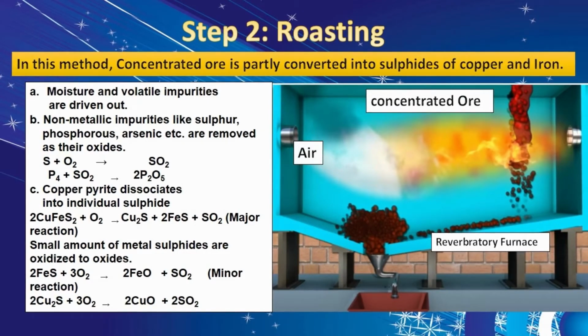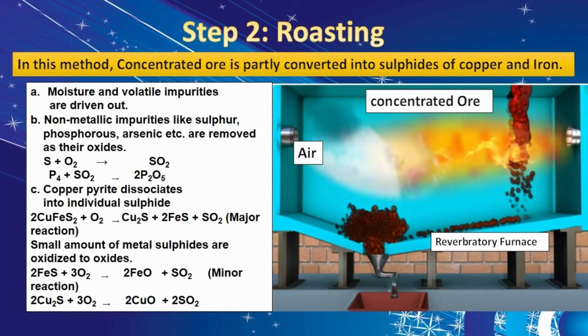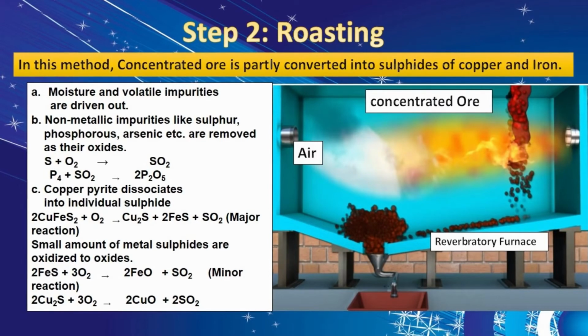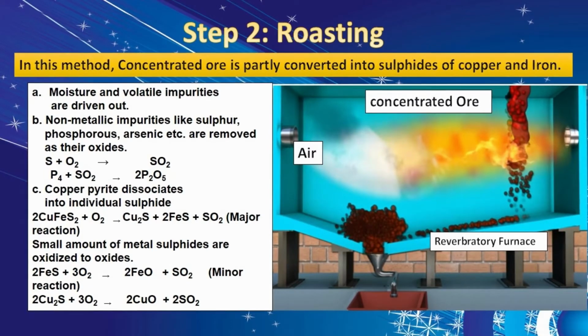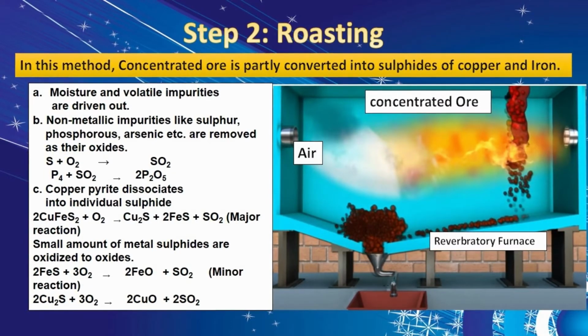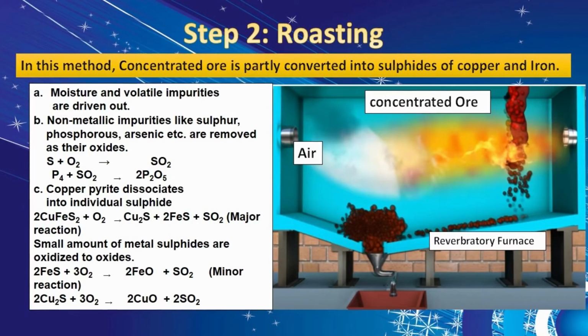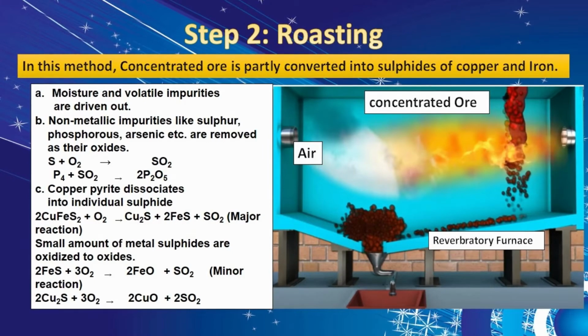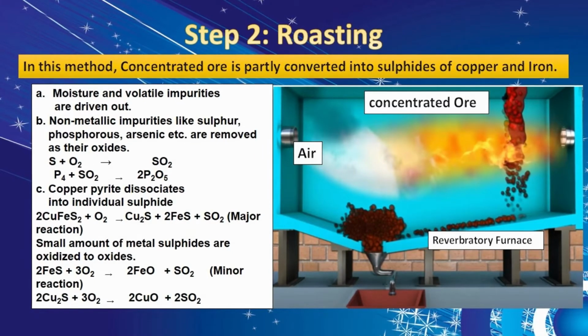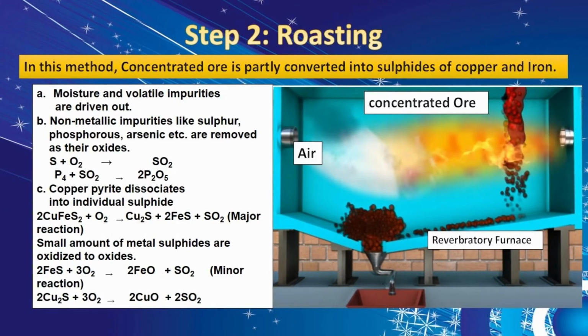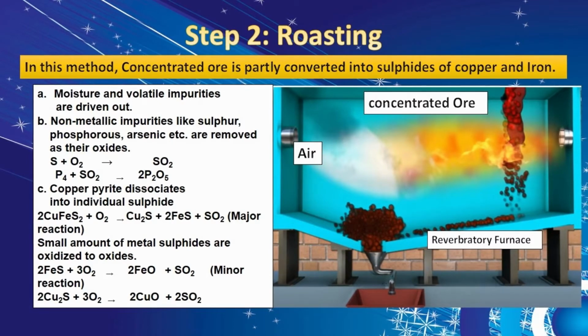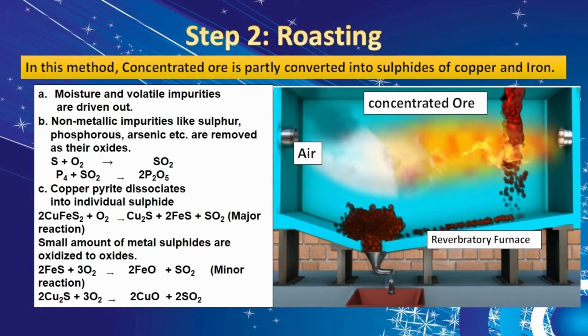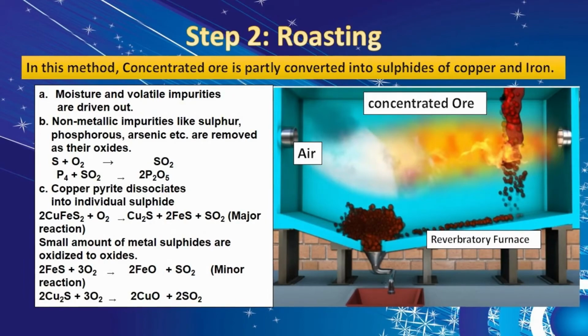We know copper pyrite is CuFeS2. So that upon oxidation will give you cuprous sulfide and ferrous sulfide, and sulfur dioxide will be removed. Apart from that, a small amount of cuprous sulfide will get oxidized to cupric oxide, and a small amount of ferrous sulfide will get oxidized to ferrous oxide.